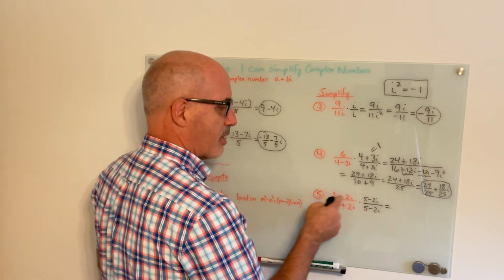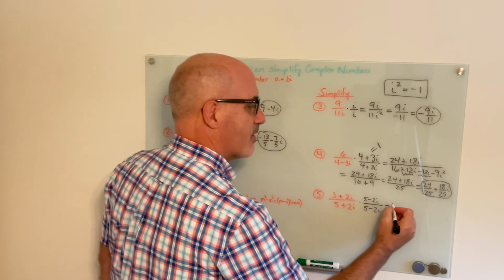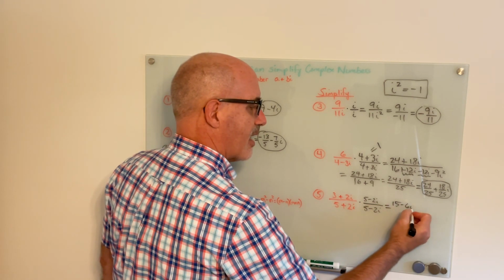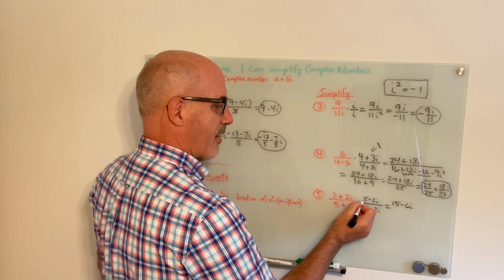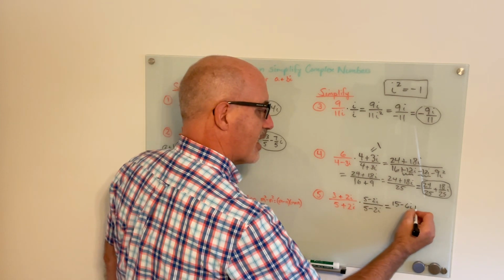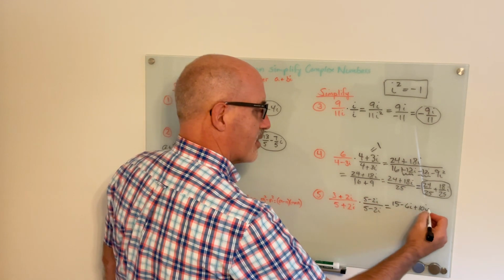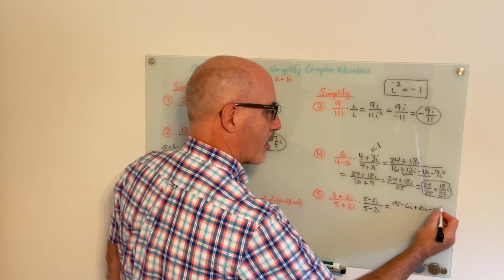Let's multiply it through, double distribute in the top. 3 times 5 is 15. 3 times negative 2i is negative 6i. 2i times 5 is positive 10i. And then 2i times negative 2i is equal to negative 4i squared.